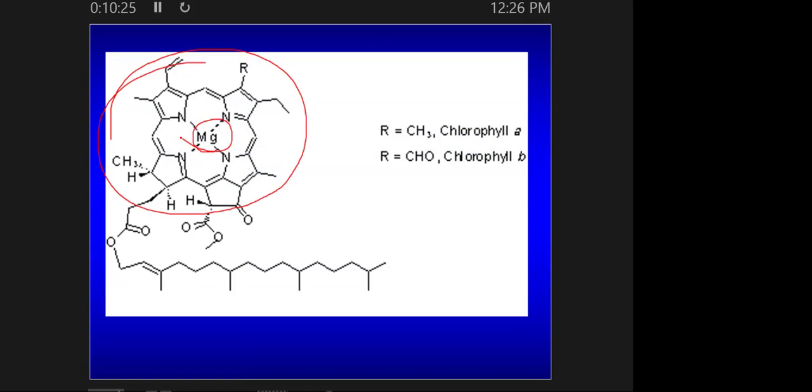So this is the porphyrin head region, and then this is the phytol tail region. We'll learn more about chlorophyll in just a little while. And so all chlorophyll needs magnesium.